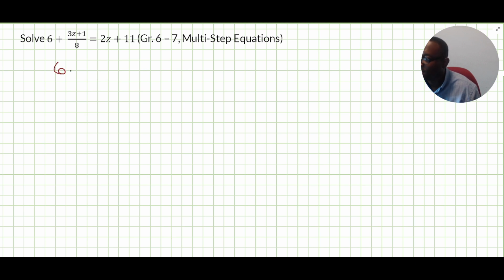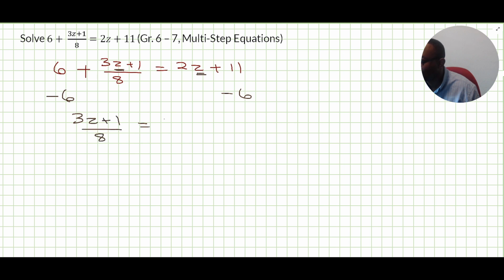So we have 6 plus (3z plus 1) over 8 equal to 2z plus 11. The first thing we need to figure out is what we're going to isolate, and we're going to isolate z, which is right here. Now we're going to find ways to isolate that. Let's first subtract 6 from both sides. So we're now left with (3z plus 1) over 8 equal to 2z plus 5.